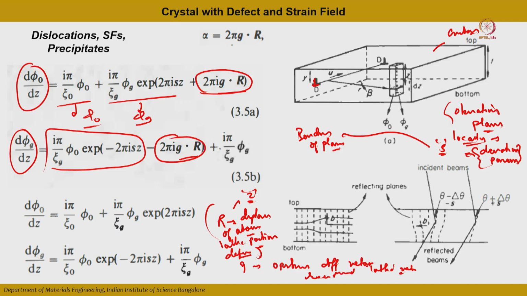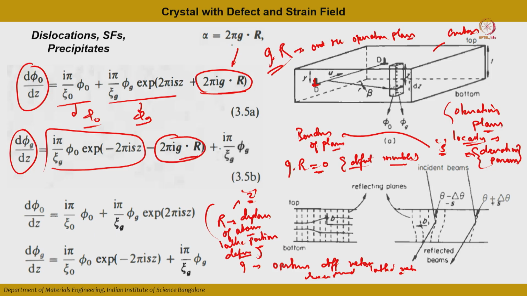Now g·r is the condition where the defect has an effect on the operating planes. It means that if your g·r is equal to 0, the displacement does not disturb the operating planes. So what will happen is your defect will be invisible. So we use the invisibility criteria to identify the nature of the defect.